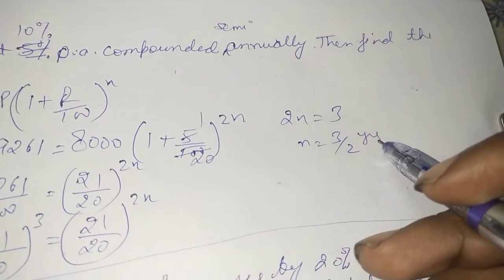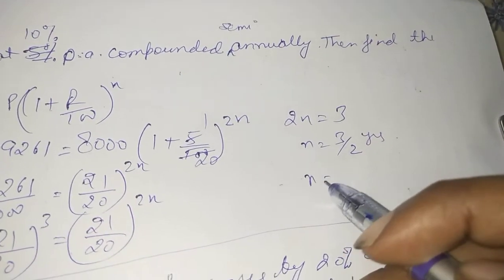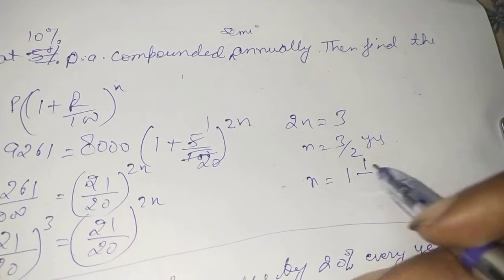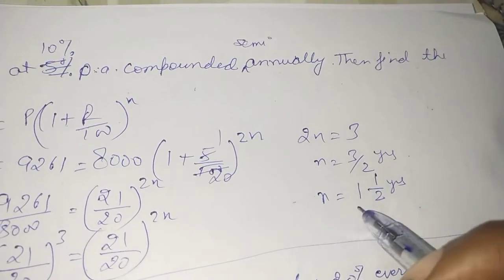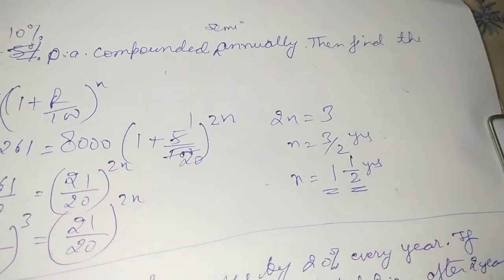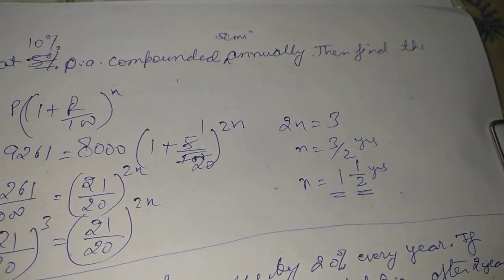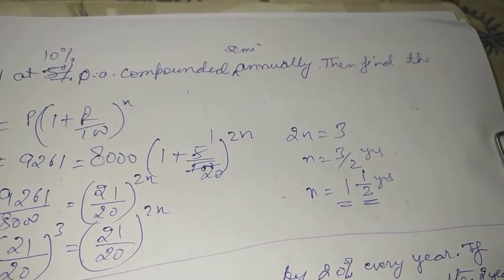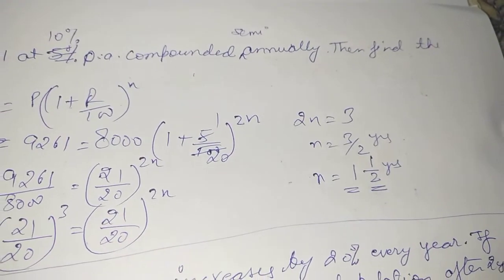What is this? 3 by 2 years. Which means it will be equal to 1 whole number 1 upon 2 years, or 1 complete year and a half, 1 year 6 months. Alright children, so this is how we solve this.